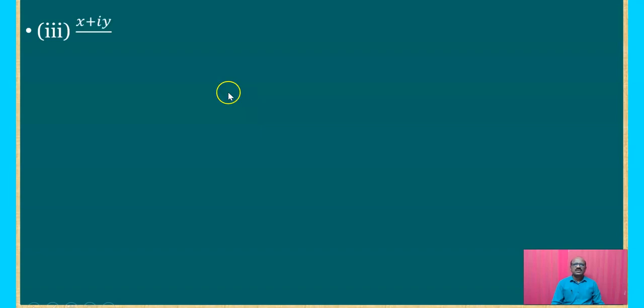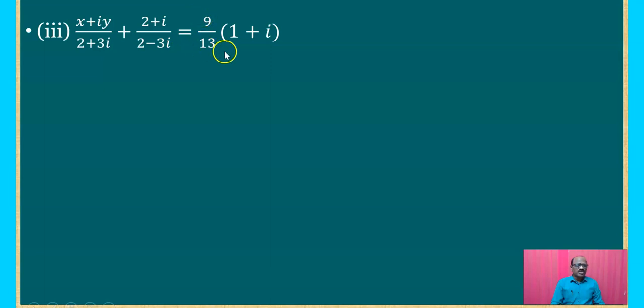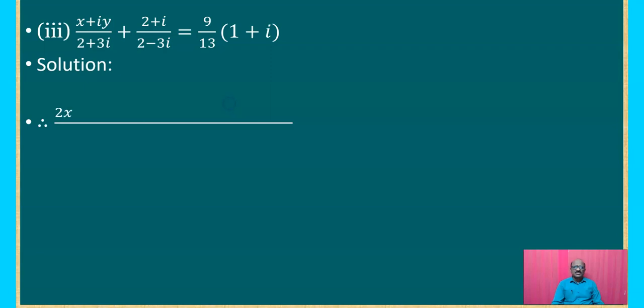Now the third example: (x plus iy) upon (2 plus 3i) plus (2 plus i) upon (3 minus 2 minus 3i)... is equal to 9 upon 13 bracket complete, 9 upon 13 into in bracket (1 plus i). Okay. Now again here, cross multiplication is here.